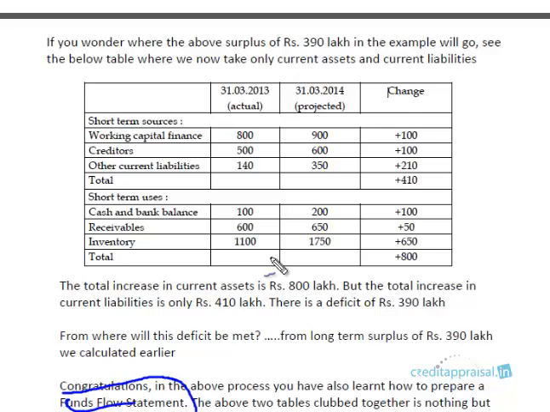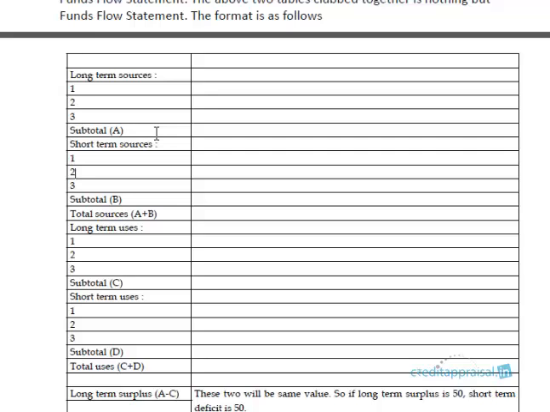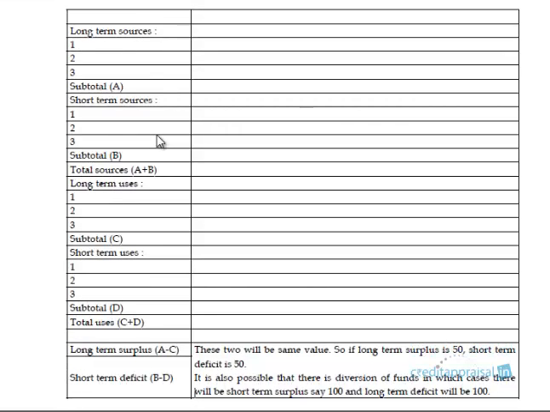Let us club these two tables, the long-term surplus table which we had earlier, and the short-term deficit table. You'll get this table, right? See this? This is nothing but your funds flow statement. So how you draw up a funds flow statement is, you take up all your long-term sources, you take up all your long-term uses, you find the difference, A minus C, that will be a long-term surplus. Then you take up all your short-term sources and your short-term uses, you find the difference, that is B minus D, you'll get a short-term deficit. These two will always be equal, right?